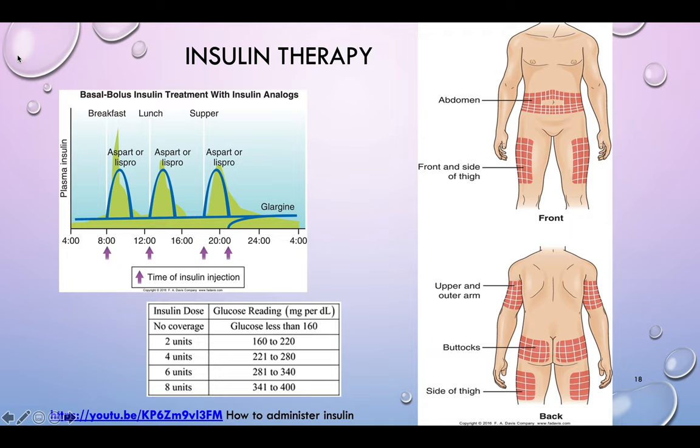And then you take the short-acting, bam, it takes care of breakfast. Bam, it takes care of lunch. Bam, it takes care of supper. It works as close to regular insulin as possible. Then I've got an example on there of a sliding scale.